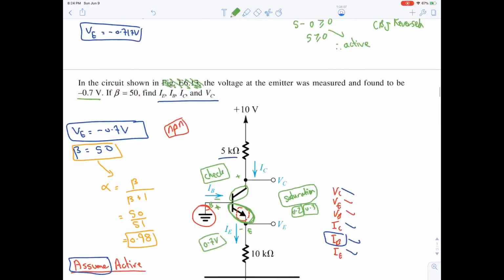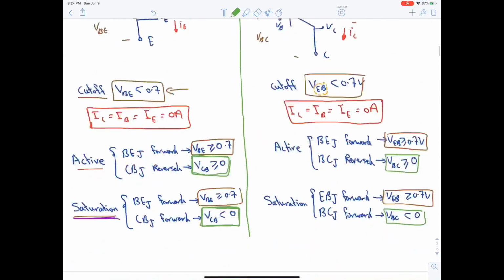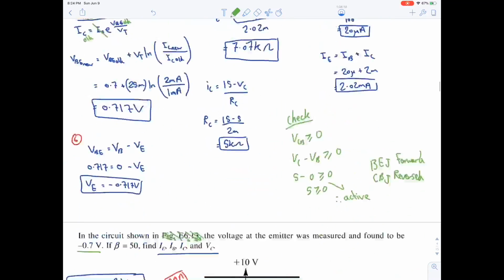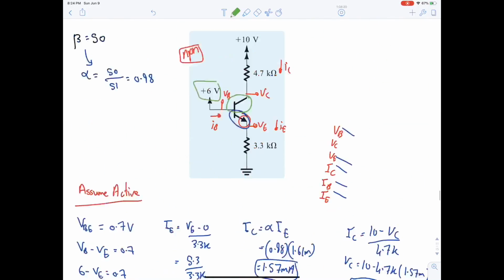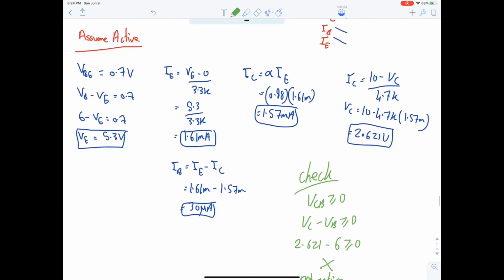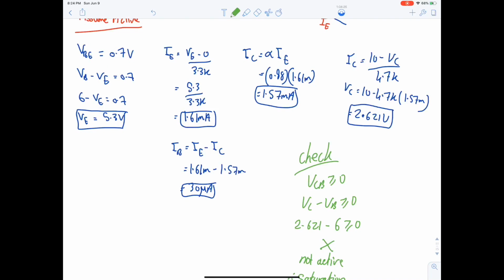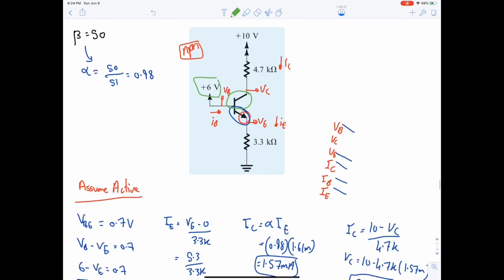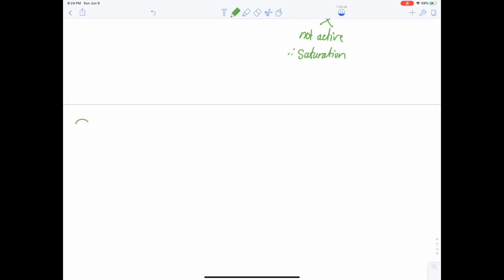Because here, if VBC is greater than or equal to 0, we are in active, whereas if it's less than 0, we are in saturation. Okay? So what should we do now? We should repeat all the requirements all over again, because these numbers are based on the assumption that it's active. But now we are in saturation, no longer in active. So here we have to repeat for saturation, from scratch.